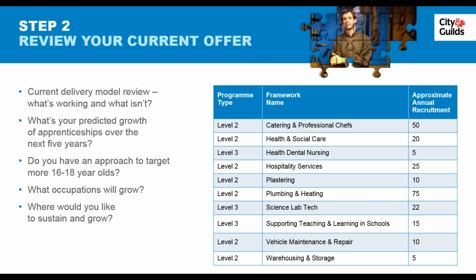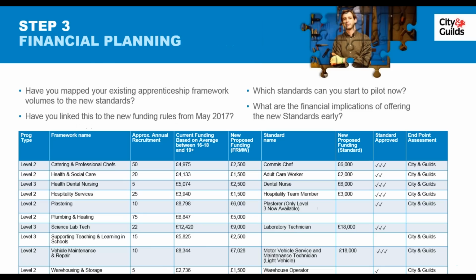So I think the whole essence of where you probably need to begin is to look at your current offer and really get under the skin of how that's been performing over the last few years, because you may have noticed that 16 to 18 growth has stagnated, and there may be a reason for that. You may need to really look at your recruitment processes as a result of that. So a real snapshot of where you are at the moment is step number 1.